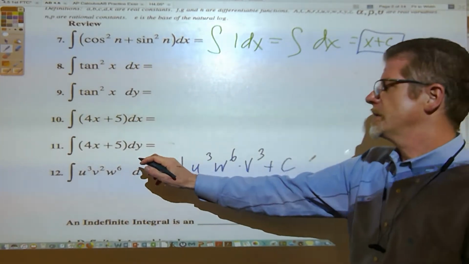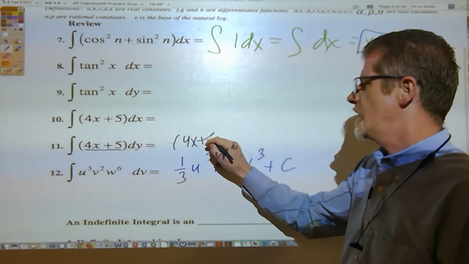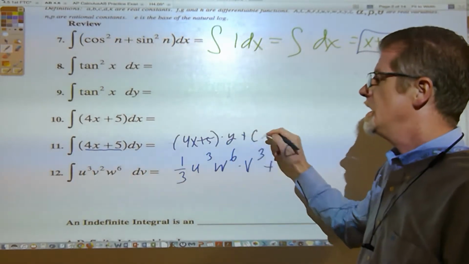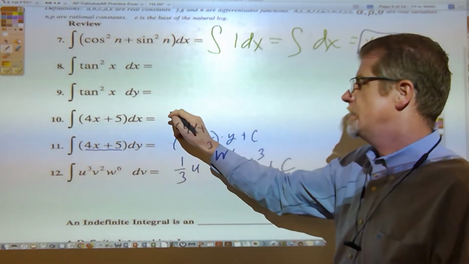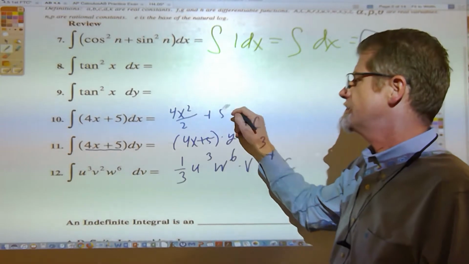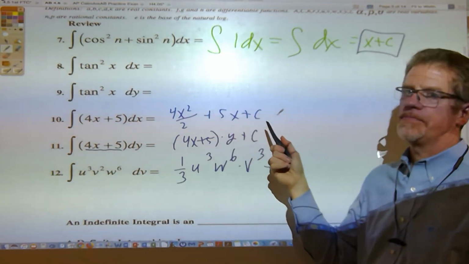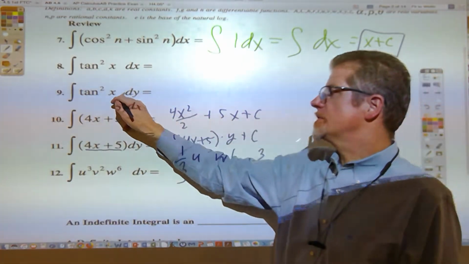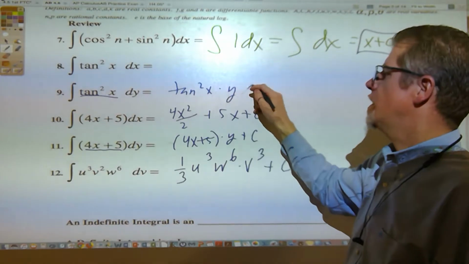And this one is also kind of nice because you just treat that as a constant. So it's quantity 4x plus 5 gets multiplied by y plus c. Now here, there is a matchup between x and that. So we've got 4x squared over 2 plus 5x plus c. That can simplify to 2x squared plus 5x plus c. Likewise, that's just a constant. Empty canoe, tangent squared x times y plus a constant.